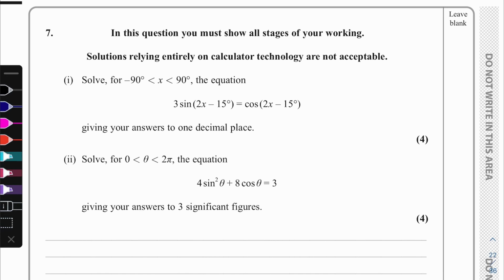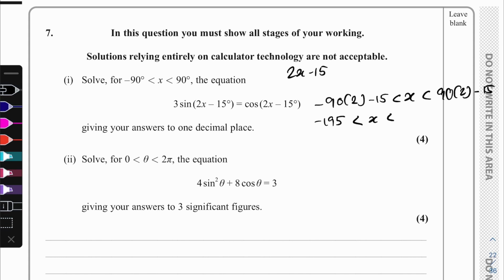First of all, let's change the range. So we have 2x minus 15. The range will now be minus 90 times 2 minus 15, and 90 times 2 minus 15. So this is minus 180 take away 15, the new range is minus 195, and 180 take away 15 is 165 degrees.